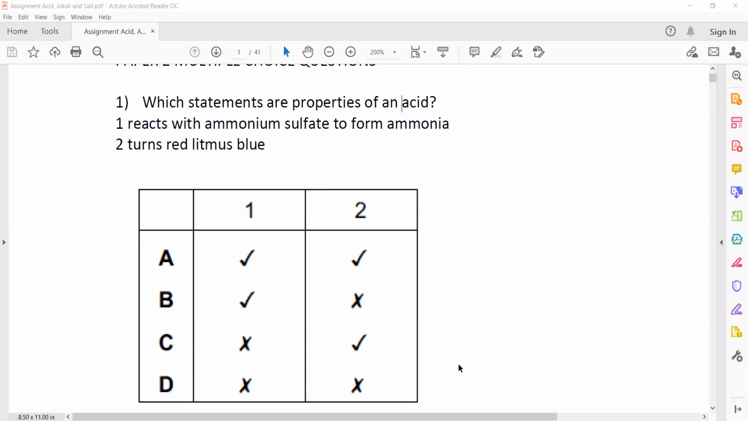Just a few questions for this discussion. So what could be the answer here? Turn red litmus blue? No. This is actually not proper. Acid turns blue litmus red. And can acid react with ammonium salt? No, there is no reaction of acid with ammonium salt. Acid can react with metal, metal oxide, metal carbonate, and metal hydroxide. So D is the right answer, because both of them are not reactions of acid.